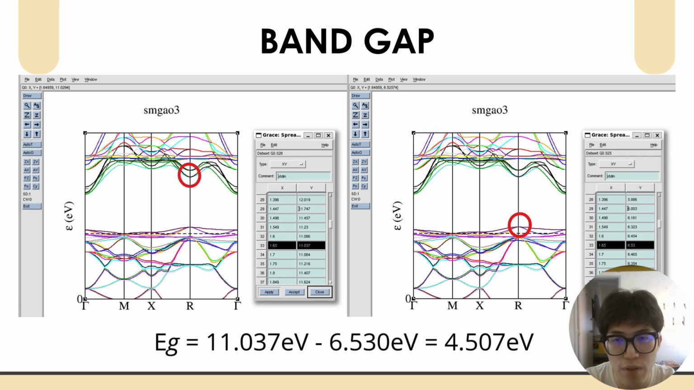A gap of 4.507 eV classifies SmGO3 as a wide bandgap insulator. At room temperature, intrinsic carrier concentration is negligible, so it will not conduct electrically without doping. The photon wavelength corresponding to this energy is deep UV, so the material should be transparent throughout the visible range.